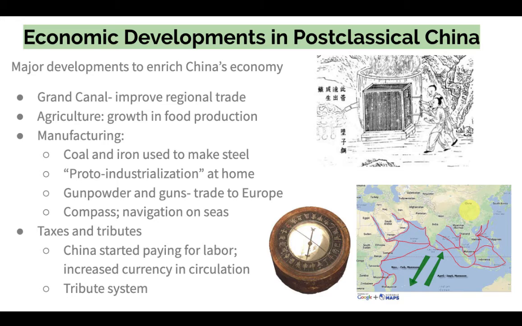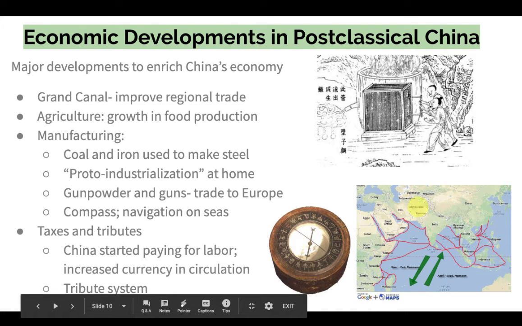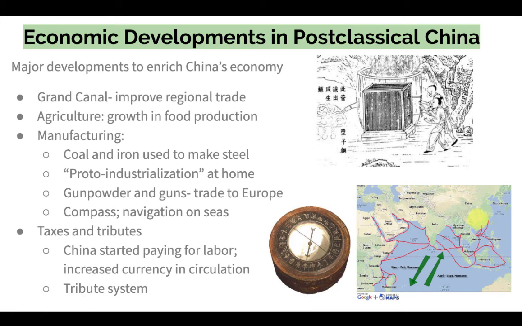The Chinese also invented the compass, shown here, which aided in navigation on the seas, helping to shorten voyages between ports and increasing profits. So we've got Indian Ocean trade down here on this map. So here's India in the center. China, of course, is up here. And the compass is going to make this navigation possible.